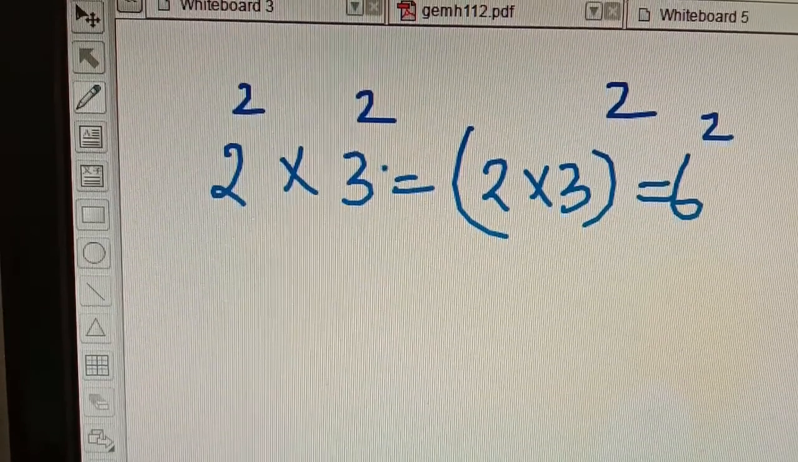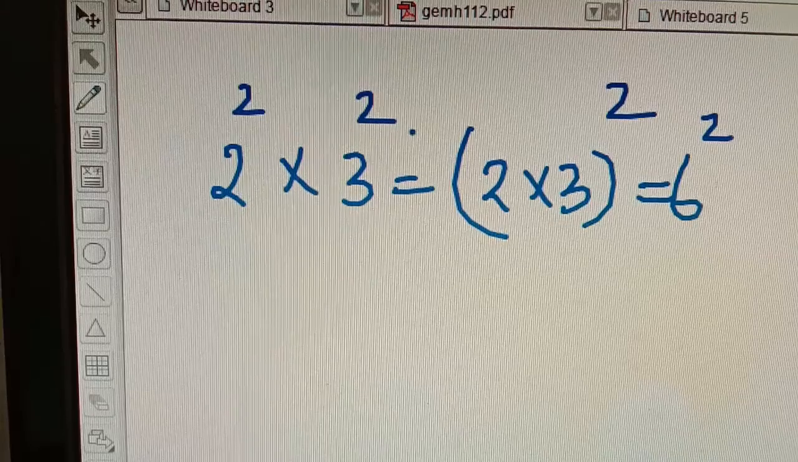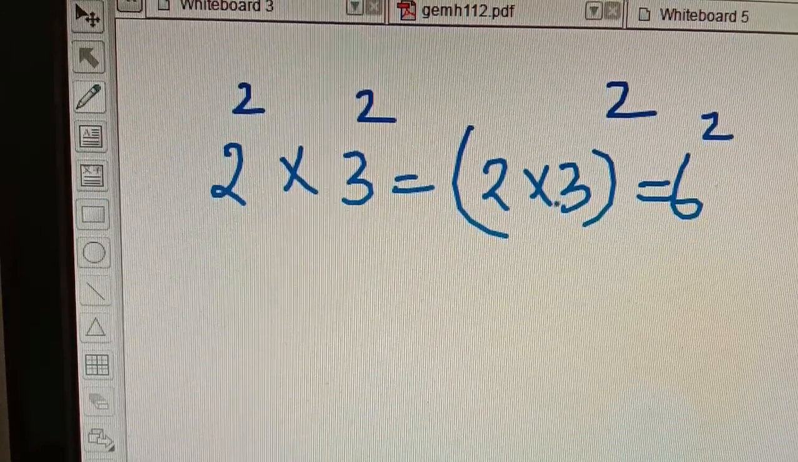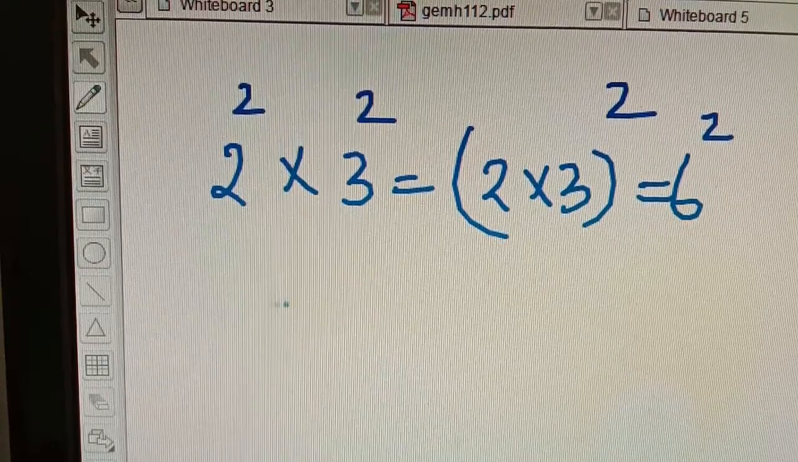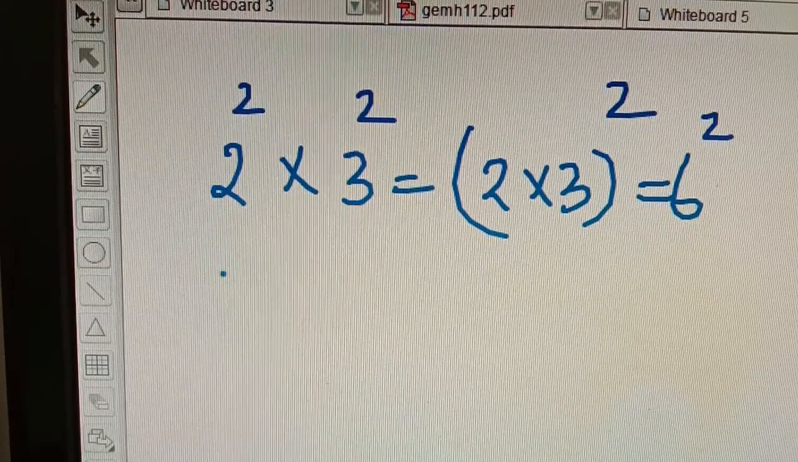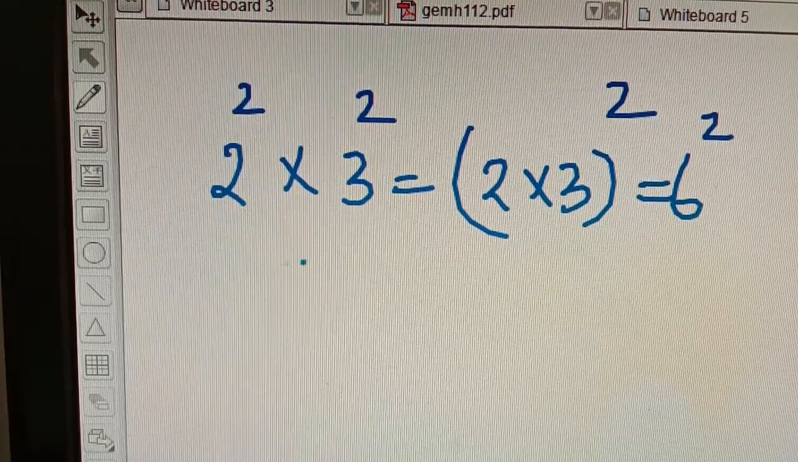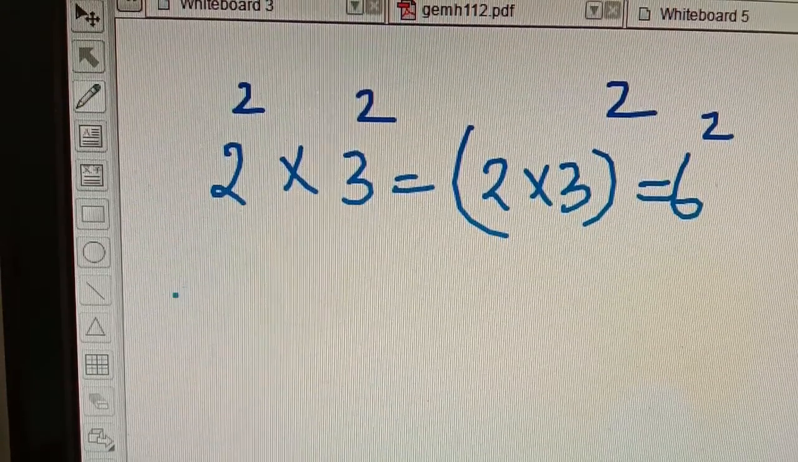If bases are different and powers are same, then we can multiply the bases and give the same power. So 2 into 3 to the power of 2, that is 6 to the power of 2. The law is this way: a to the power of m into b to the power of m is equal to ab to the power of m.